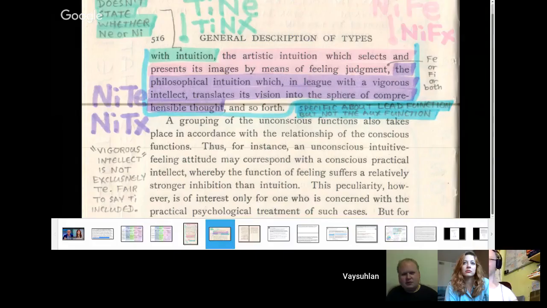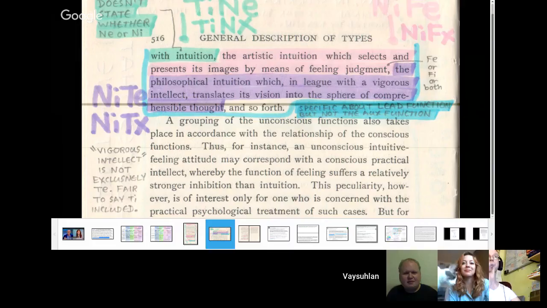I'm sorry. Did you say the artistic intuition which selects and presents its images is INFJ? Yeah. Because why is that INFJ and the philosophical intuition INTJ then? Well, shouldn't the artistic intuition be ENFP or NE maybe? Possibly. You are right. It could be the two extroverted types. You are right there, Jonathan.